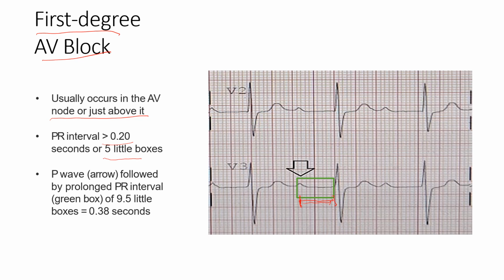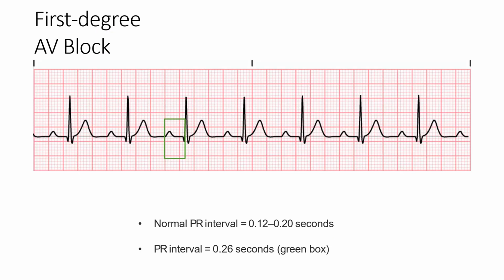The rhythm will be okay, the pace will be okay, just there will be a prolonged delay between P and R, that is the atrial contraction and the ventricular contraction, because the AV node is functioning quite slowly than normal. So this is a first degree heart block. The PR interval is increased.